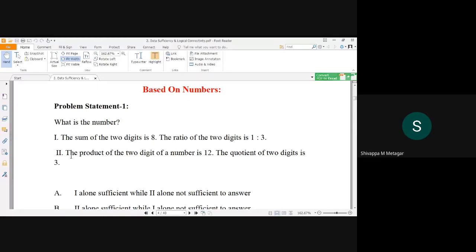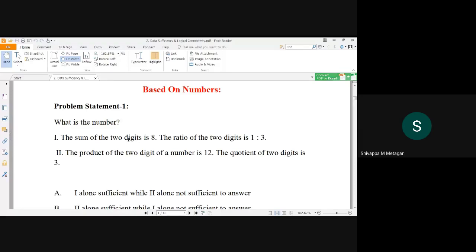Then the second statement: the product of the 2 digits of a number is 12. The product is x into y equals 12. And the quotient of the 2 digits is 3, meaning x by y equals 3, that is 3 by 1. Here also you can cross multiply these equations and you will get the values.